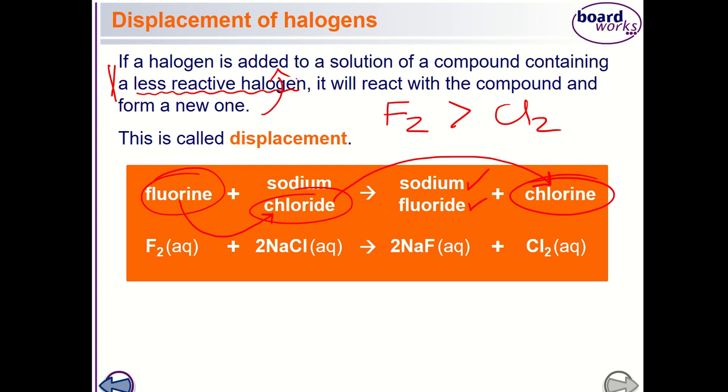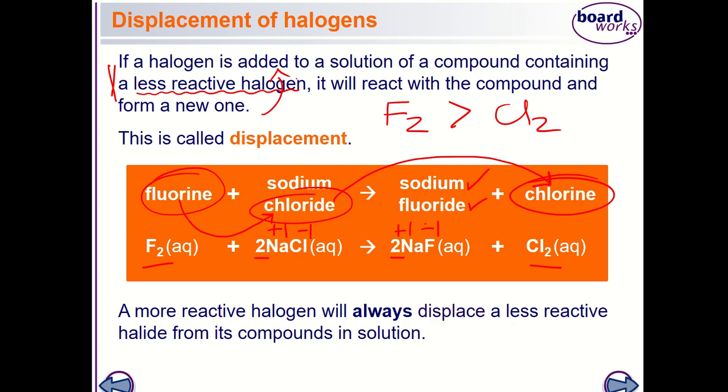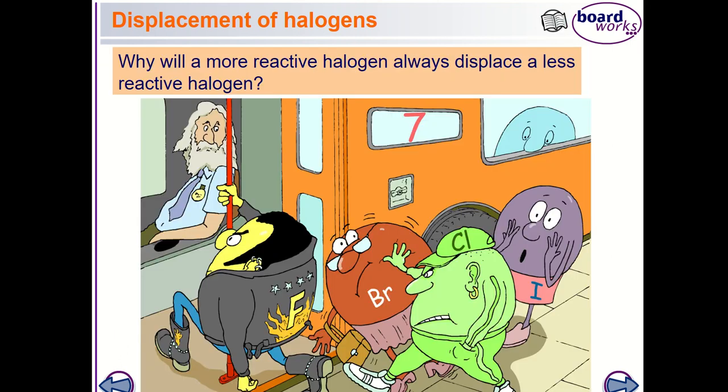Now again, you'll be asked to write balanced symbol equations to represent that. Remember, fluorine and chlorine in their pure form are diatomic. Remember, sodium is +1, chloride is -1. Same for sodium and fluoride. Okay, and then remember to balance. We have 2 chlorines and 2 fluorines on each side. So the more reactive halogen will always displace the less reactive one. So here fluorine has displaced chlorine.